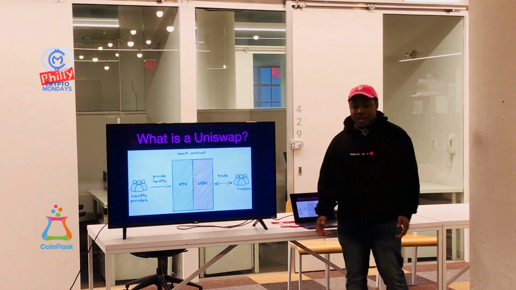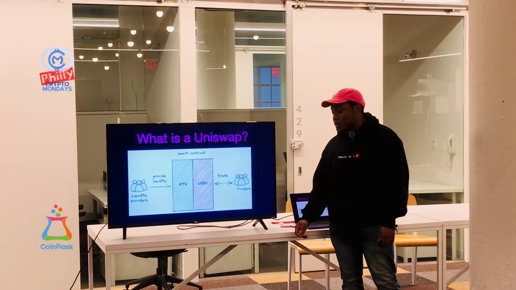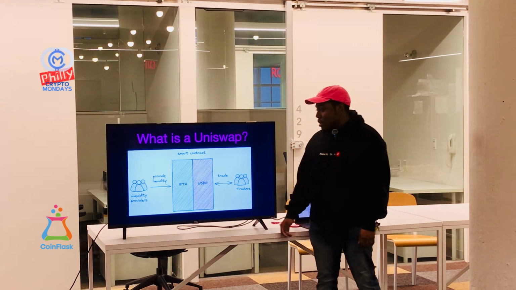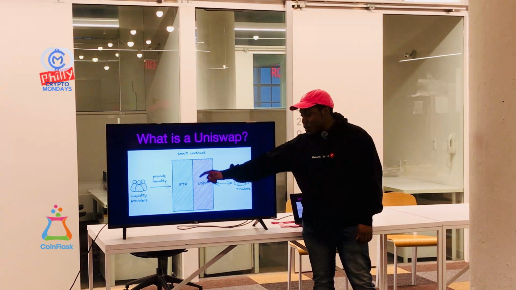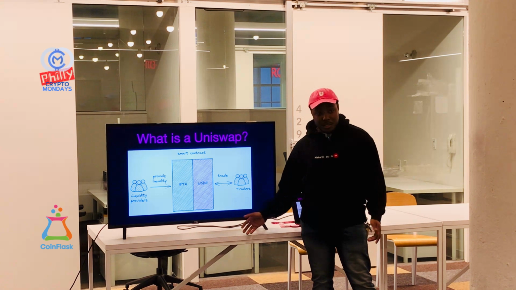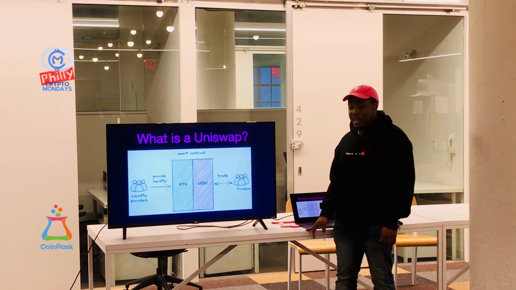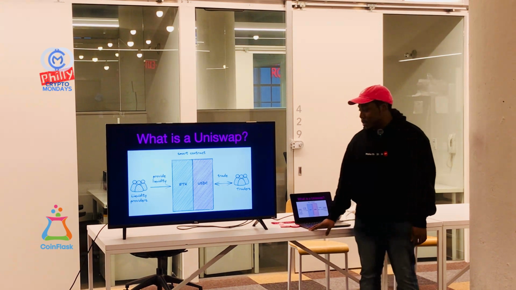So what is Uniswap? Uniswap is an AMM and allows traders and liquidity providers to collaborate. In a decentralized way, liquidity providers pool their assets together and traders swap against that permissionlessly. Any user can swap with it, or any smart contract can interact with it as well.